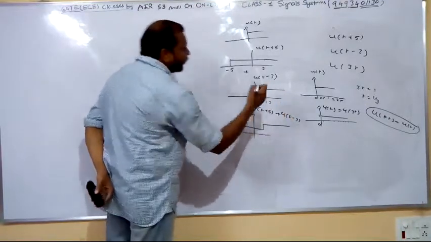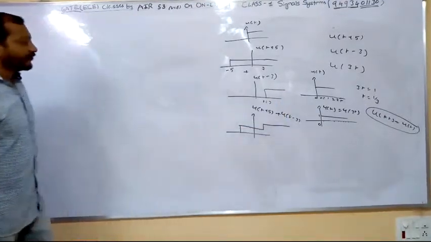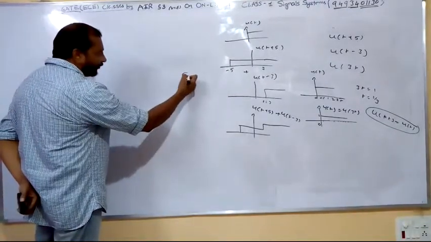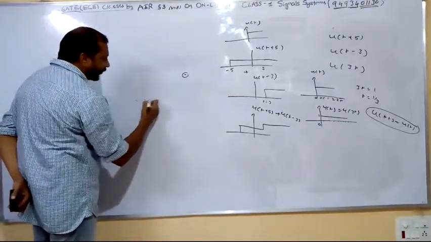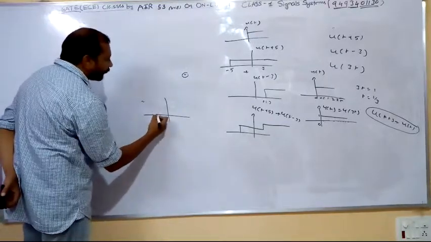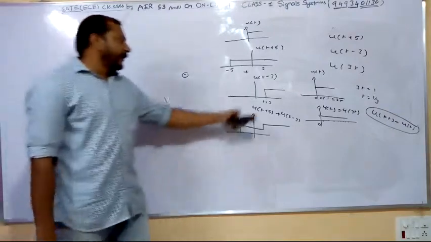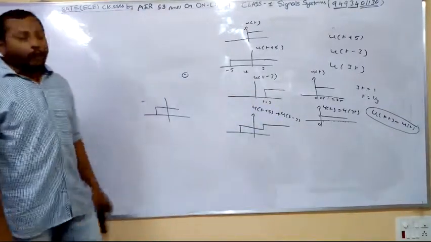What will happen if u of t plus 5 minus u of t minus 3? Simply I am subtracting these two signals. The corresponding signal from minus 5 to 3 is equal to 1 only. From 3 onwards, here is 1 and here is also 1. 1 minus 1 is equal to 0.